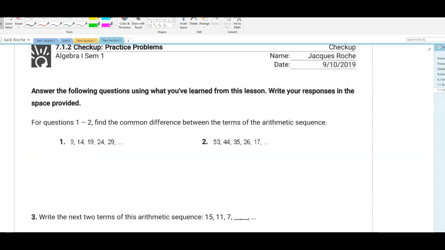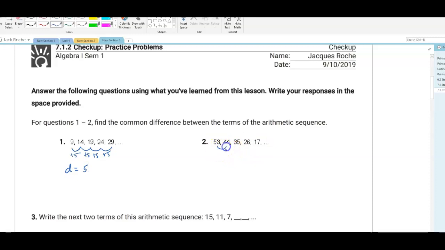Alright, so when we look at the 7.1 checkup, the first set of problems says to find the common difference between the terms of the arithmetic series, or sequence. Right away, what am I seeing happening each time here? This goes up 5, up 5, up 5, up 5. So my common difference d is 5.